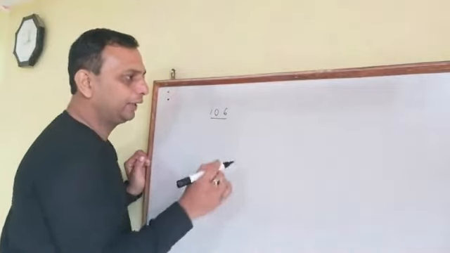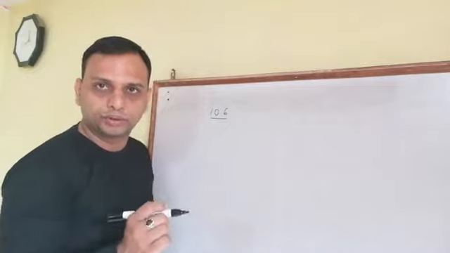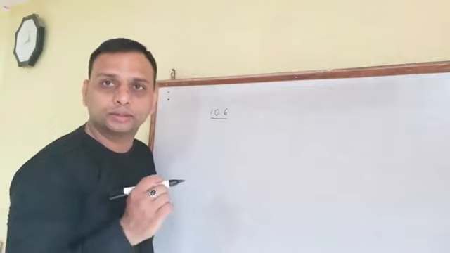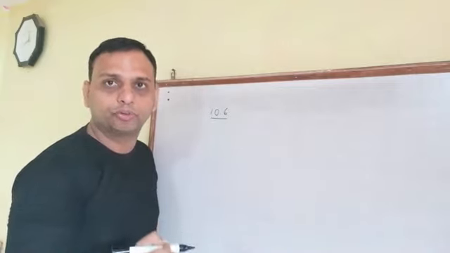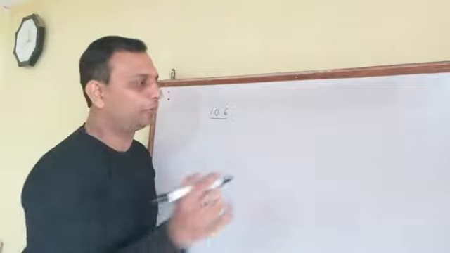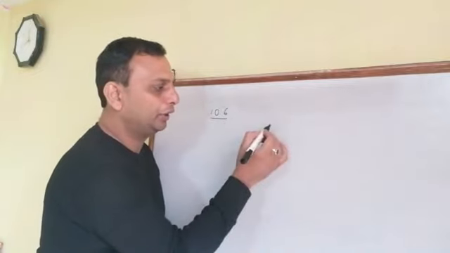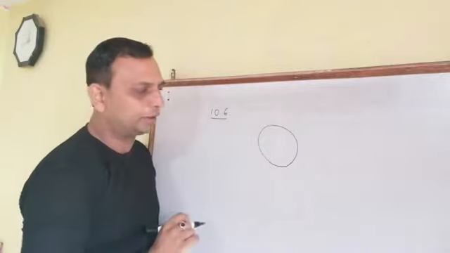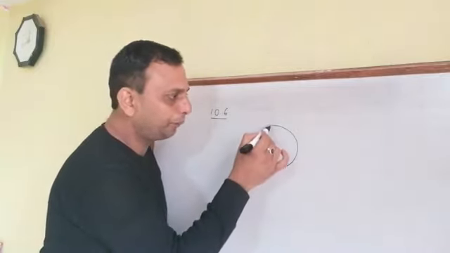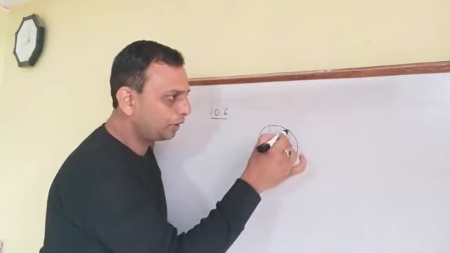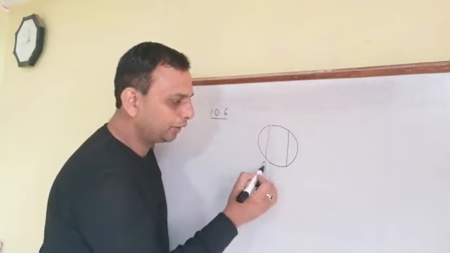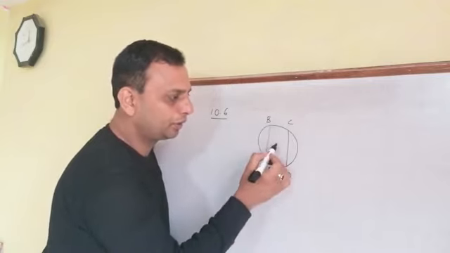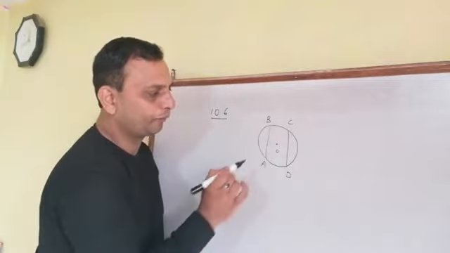The 10.6 theorem says that if the chords are equal, then they will be equidistant from the center. Equidistant means they will be at equal distance from the center. So this is the circle. Suppose AB is one chord and CD is another chord, and this is the center O.